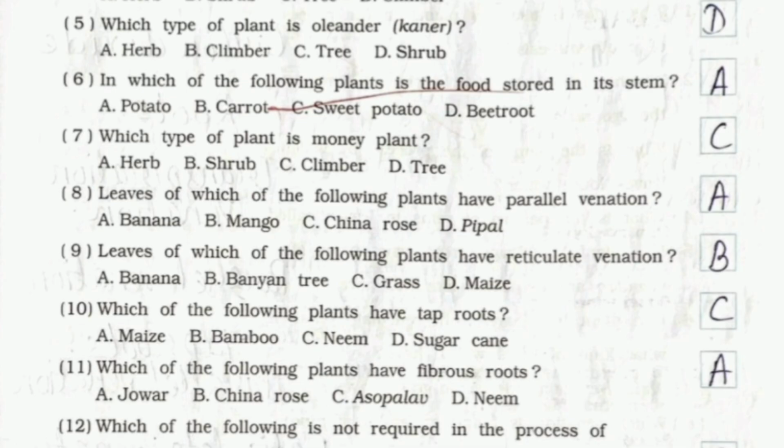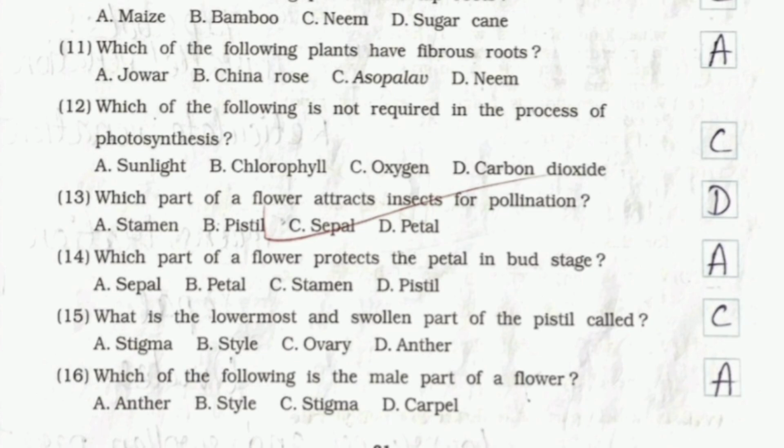10th, which of the following plants have taproots? It's option number C, neem. 11th, which of the following plants have fibrous roots? It's option number A, jowar. 12th, which of the following is not required in the process of photosynthesis? It's option number C, oxygen.